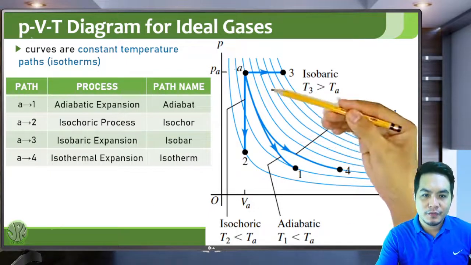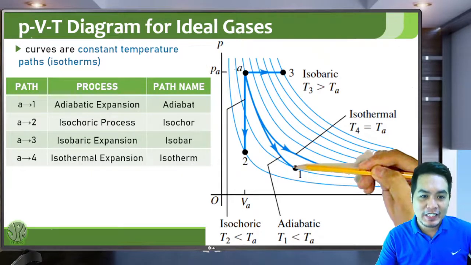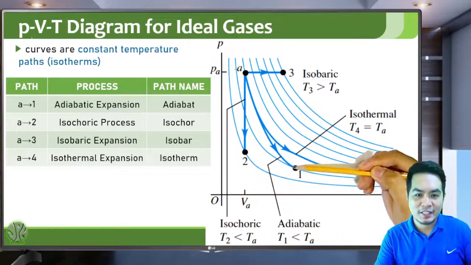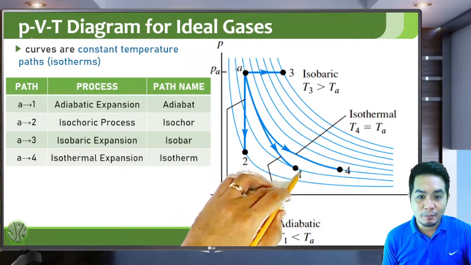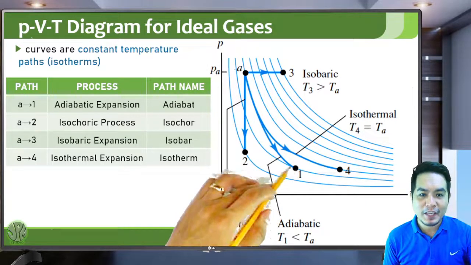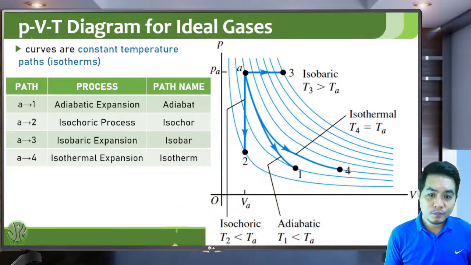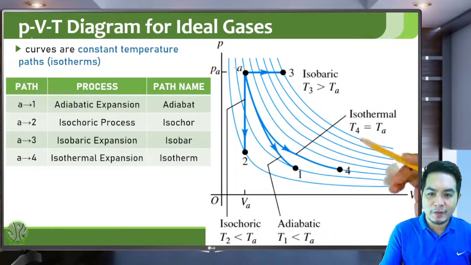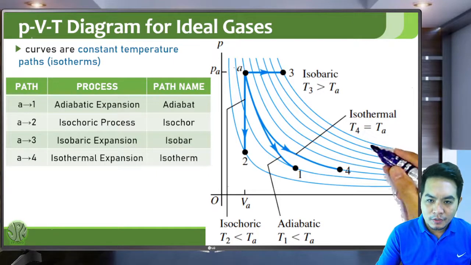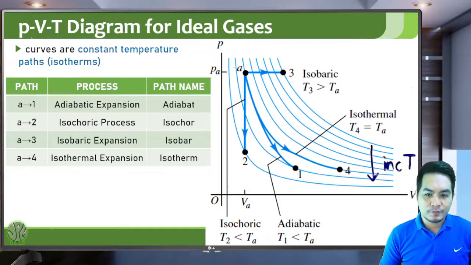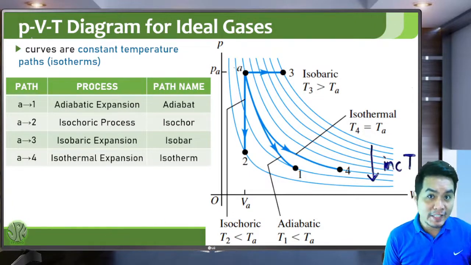Path A to 1, from state A to state 1, is what we call an adiabatic process. In this case, it's adiabatic expansion because the volume increases. You will notice that point A is on one isotherm and point 1 is on another isotherm, meaning the temperature changes in this case. In an adiabatic expansion, the pressure decreases, the volume increases, and the temperature also changes. The isotherms here, from the top to the bottom, show increasing temperature. So in an adiabatic process, all three state variables are changing.